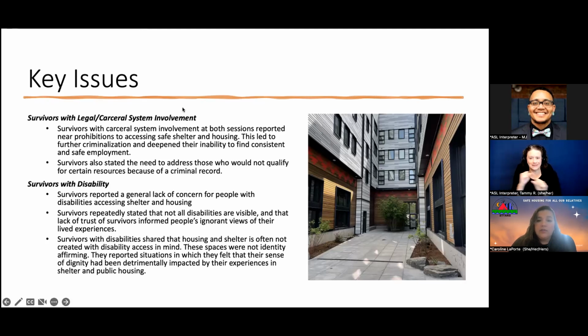And then survivors with disabilities reported a general lack of concern for people with disability accessing shelter and housing, stated that not all disabilities were visible, and that a lack of trust in survivors informed people's ignorant views of their lived experiences. Survivors with disabilities also shared that shelter is often not created with disability access in mind, and as a result, those spaces were not identity affirming, which of course impacts people's sense of dignity, right?